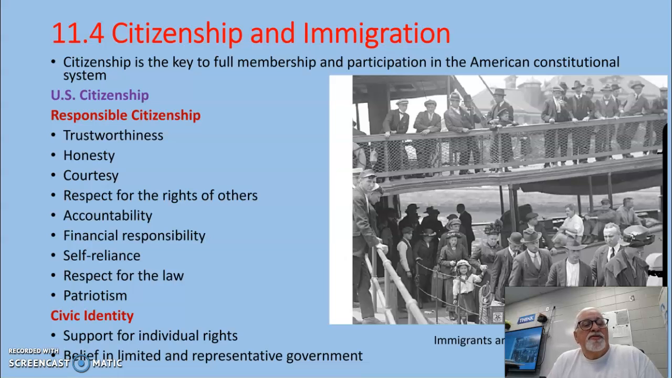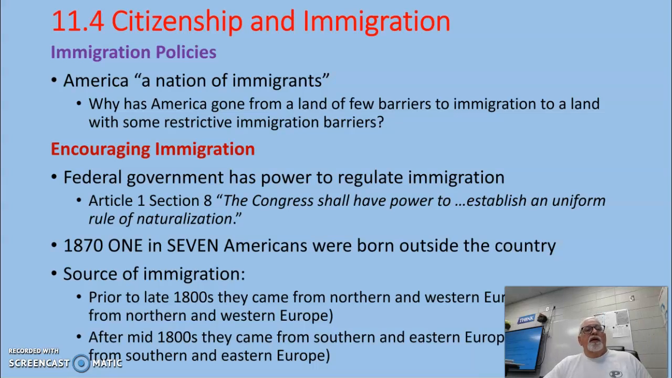Responsible citizenship, these are things that you need to learn and do. Trustworthiness, honesty, courtesy, respect for the rights of others, accountability, financial responsibility, self-reliance, respect for the law, patriotism. Those are all good values to have. Civic identity, support for individual rights, and the belief in limited and representative government. Don't get me started on that. That's a good thing. Limited and representative government. America is a nation of immigrants.